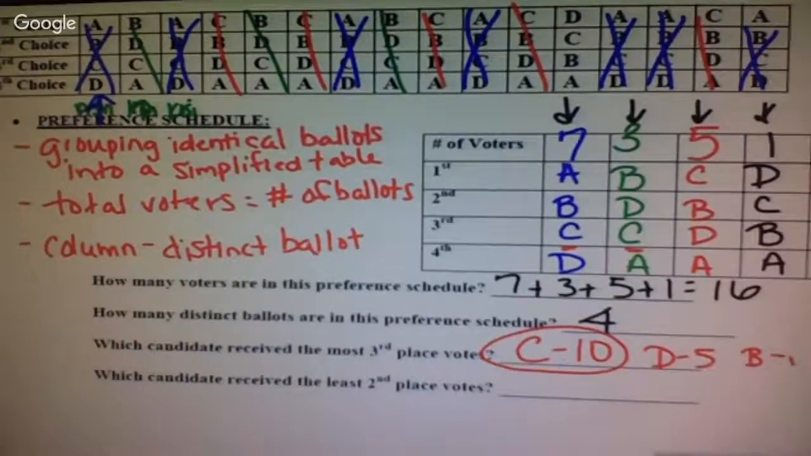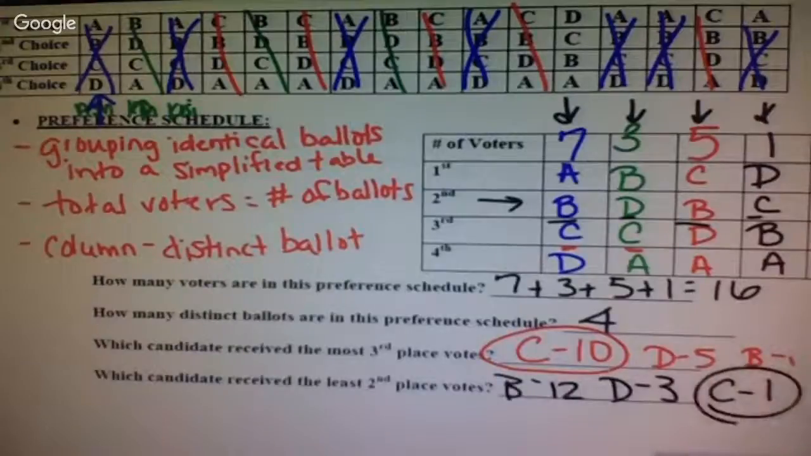Which candidate received the least second place votes? That one is going to be C as well. So if you look at your second place, B came in second place in this column, which gives them a total of 12. D came in the second column, which gives them 3. And C came in the last column, which gives them 1.